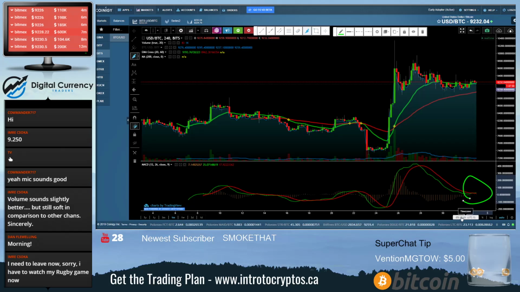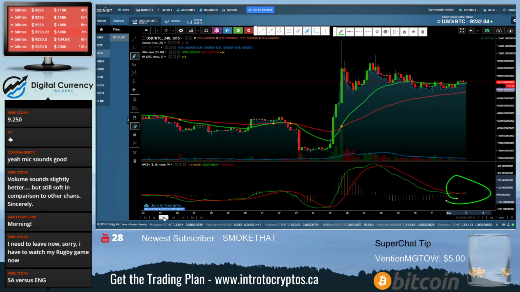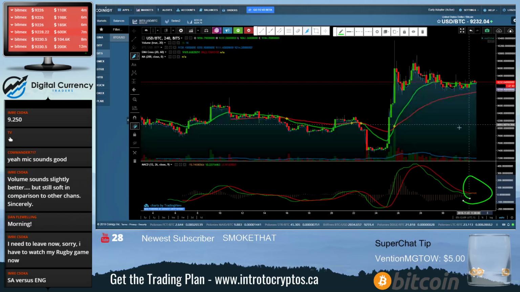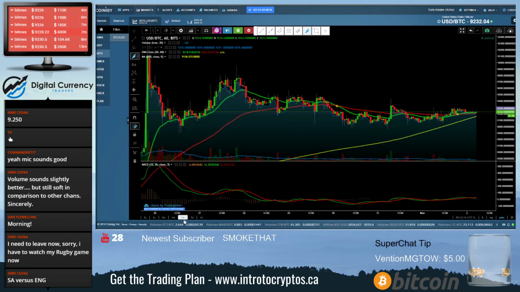This is an important cross for me. That it's just crossed and everything else, and the 12-hour is still negative, is sketchy. It's definitely sketchy. And I'll be watching for this to uncross, and let's go into the closer time frames.